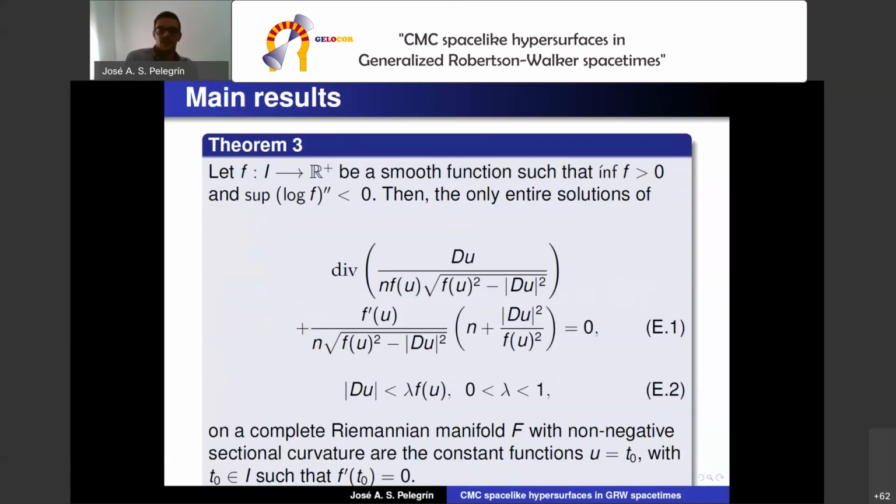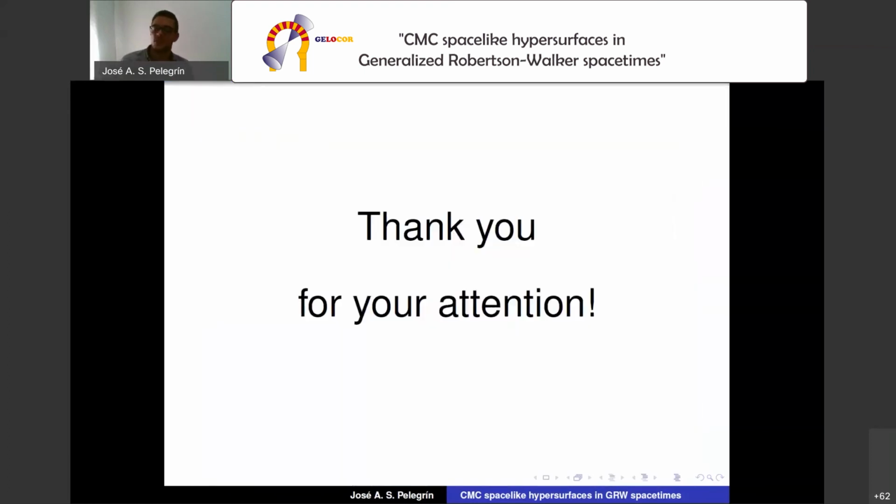And just as a consequence of this parametric result, we can obtain this Calabi-Bernstein type theorem for the maximal case, which states that given a smooth function whose infimum is non-negative and the supremum of the second derivative of the log is strictly negative, then the only entire solutions to the maximal hypersurface equation in a GRW spacetime with a complete Riemannian fiber of non-negative sectional curvature are the constant functions. Okay. And well, thank you very much for your attention.